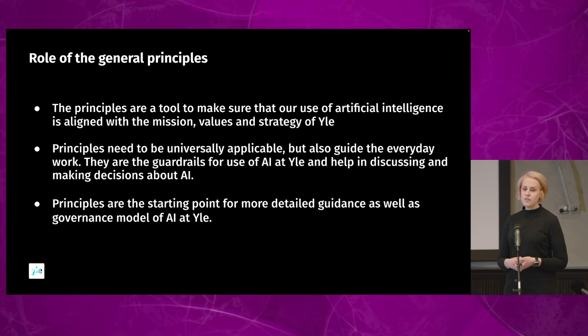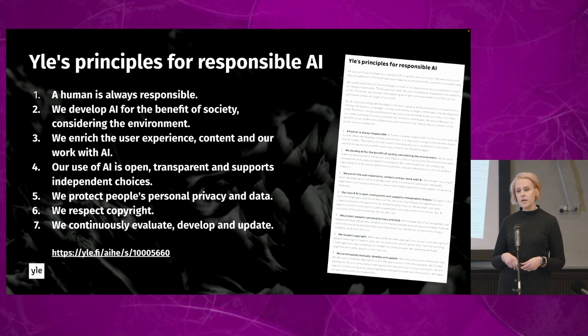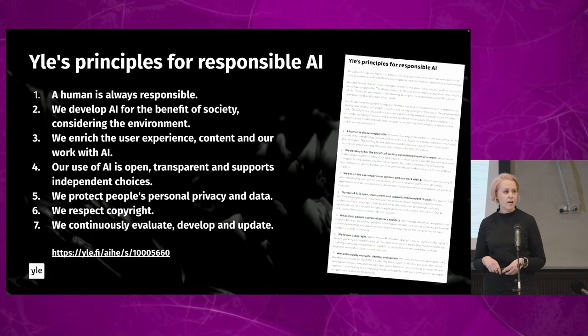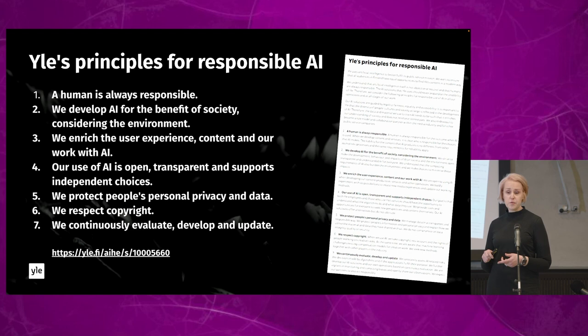So these general principles are a tool to make sure that our use of AI is aligned with our mission, values and also the strategy here at Yle. Principles need to be universally applicable, but also to guide the everyday work that we do here. They are the guide rails for the use of AI here at Yle and help in discussing and making decisions about AI. And principles are the starting point for more detailed guidance as well as the governance model of AI here at Yle. And these are also available on our website. I did not add a QR code, but if you Google Yle's principles for responsible AI, they are available at the Yle website in English, in Swedish, and also in Finnish.